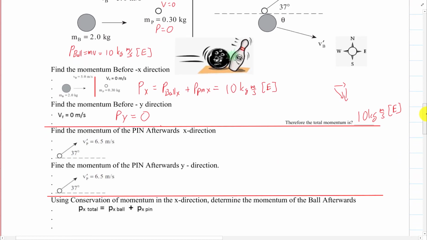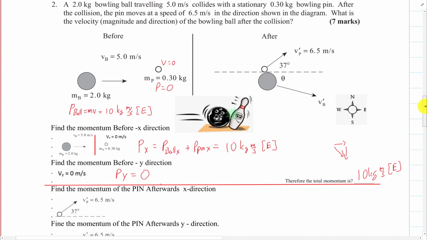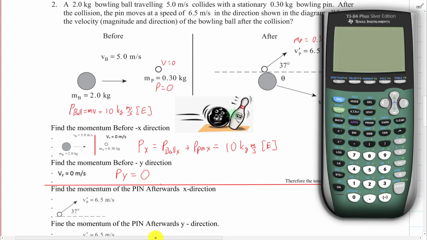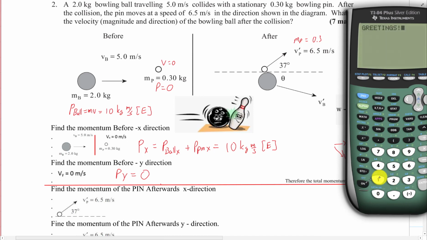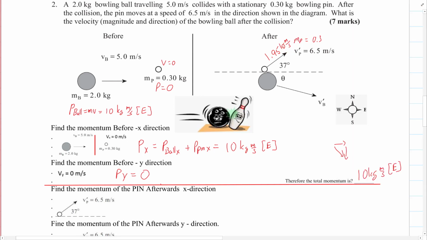Okay, let's scroll down a tiny bit. Find the momentum of the pin afterwards. So, the pin's mass is 0.3. So let's pull up the calculator, even though I could do this in my head. 0.3 times 6.5 is 1.95. So its momentum is 1.95 kilogram meters per second at 37 degrees north of east.